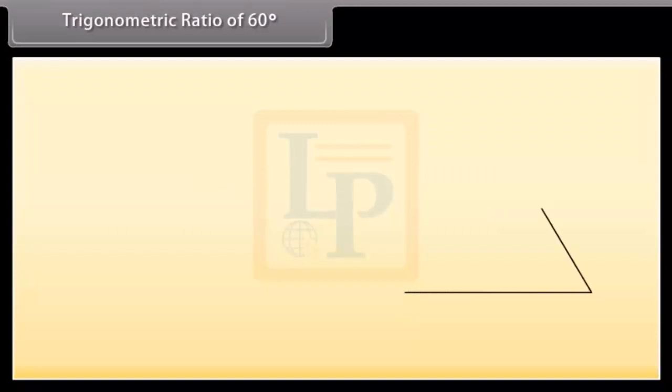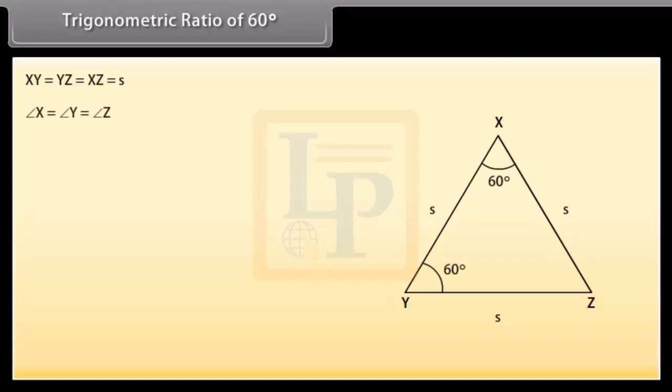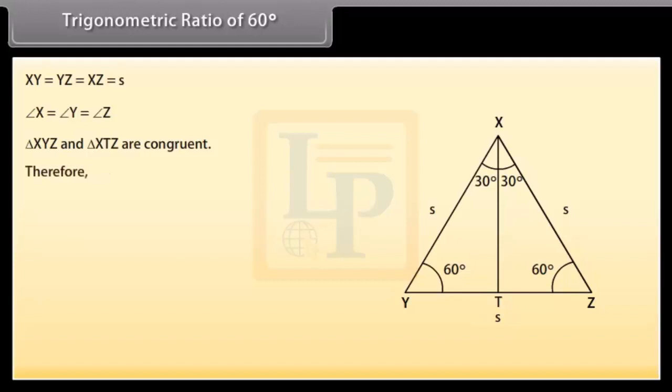Trigonometric ratio of 60 degree. Consider the same equilateral triangle XYZ. Recall that XY is equal to YZ, which equals XZ, which is equal to S. Angle X is equal to angle Y equals angle Z. XT is a perpendicular from vertex X, which intersects side YZ at T. Triangles XYT and XZT are congruent. Therefore, YT is equal to ZT equals 1 upon 2S.